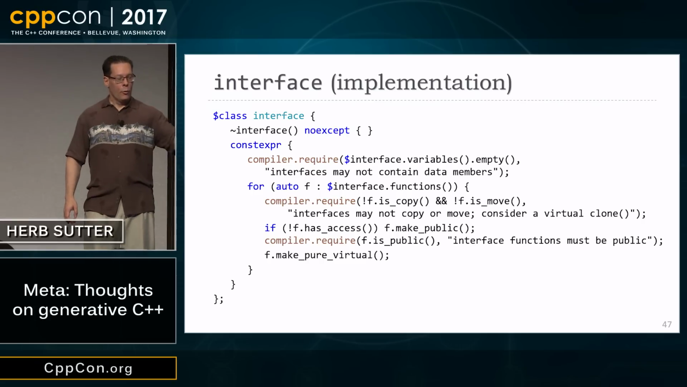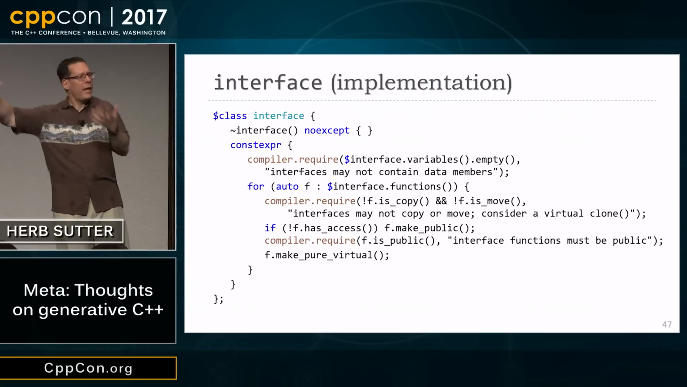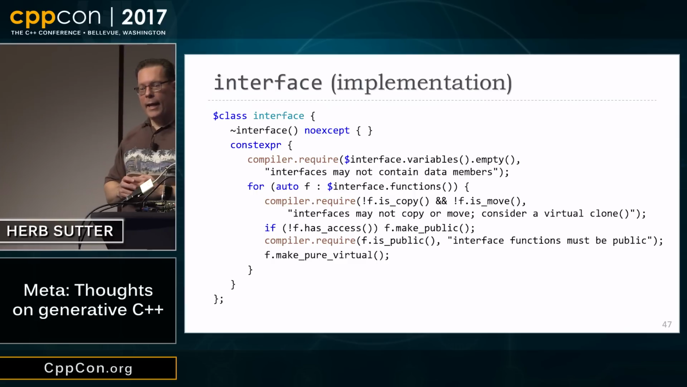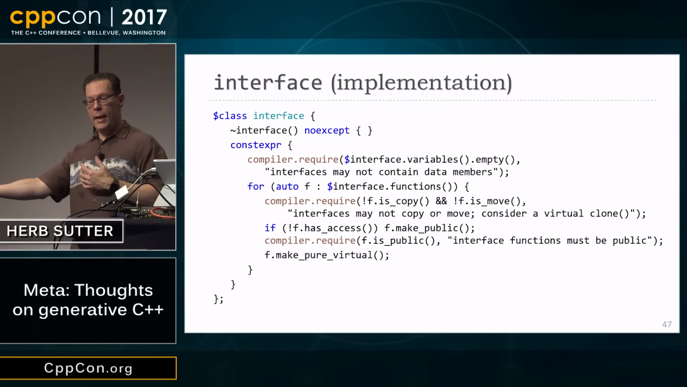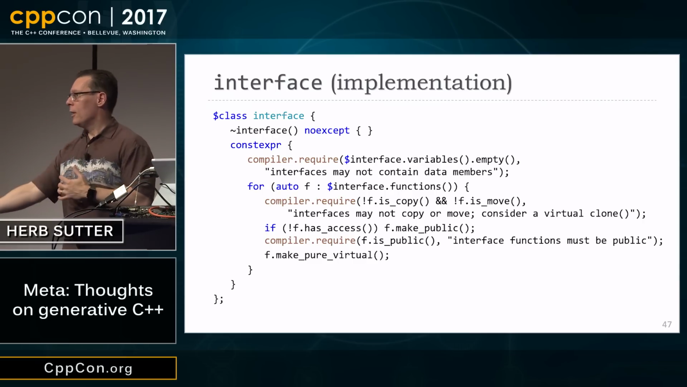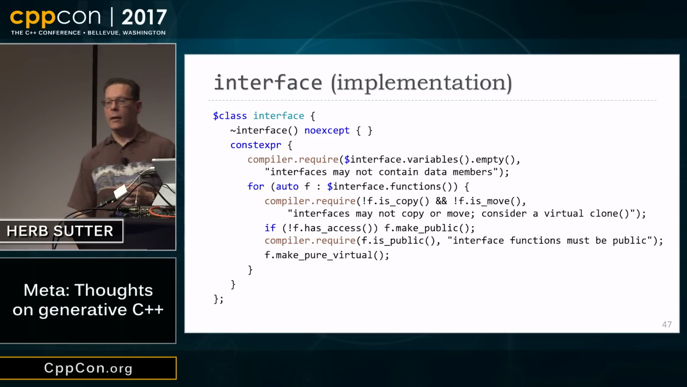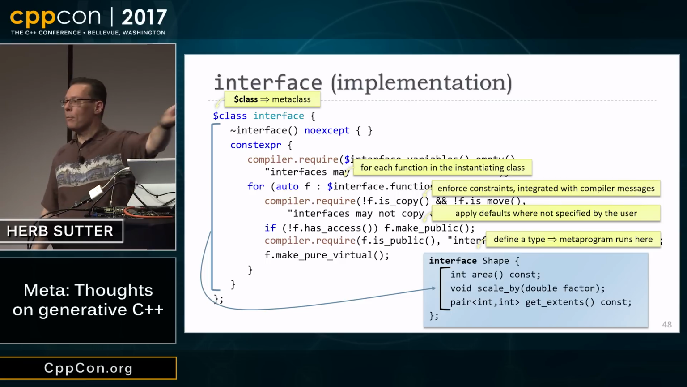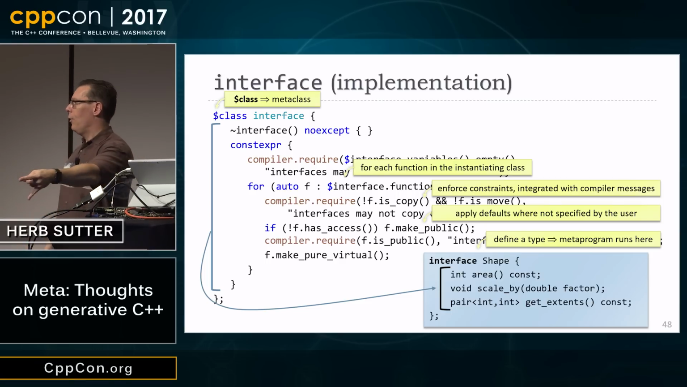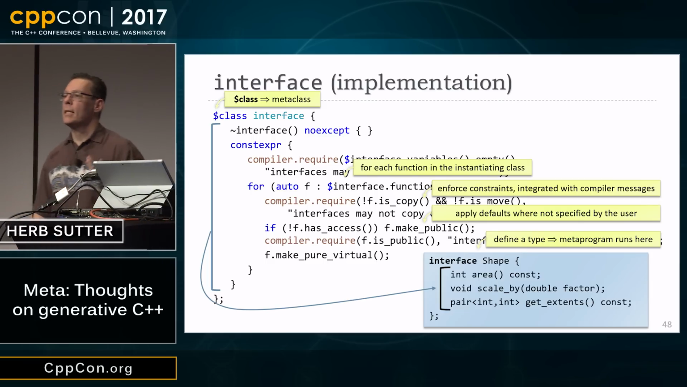For every function, require that it's not copy or move. Otherwise, say interfaces may not copy or move. Consider a virtual clone. You could be creative. This is a good thing. If it doesn't have an access specifier, make it public, and then require that it's public, and make it pure virtual. So then, when I say interface shape, that metaprogram runs on the things that I wrote, the declarations in the scope of shape. That's the idea.